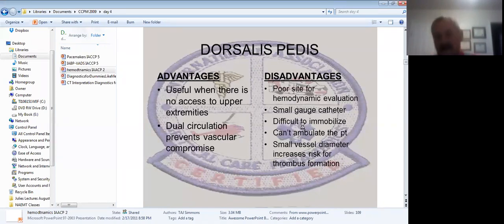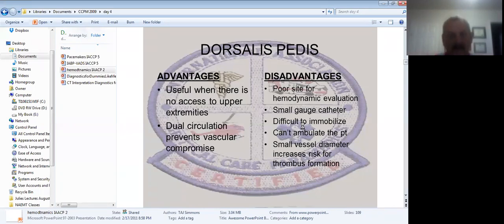And then, of course, dorsalis pedis is very small. If you had no access in the upper extremities, theoretically, dual circulation of the foot should prevent vascular compromise. But of course, it's such a small gauge catheter, and it's so far removed from the heart that this is really a poor site for putting an art line in. The patient can't walk, you can't immobilize it. There is a risk of thrombus formation. You just don't see this one done anymore.